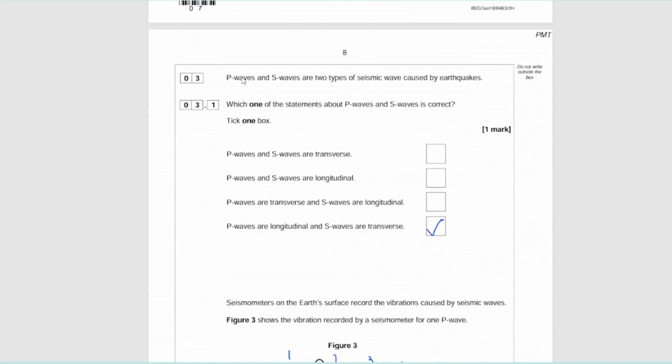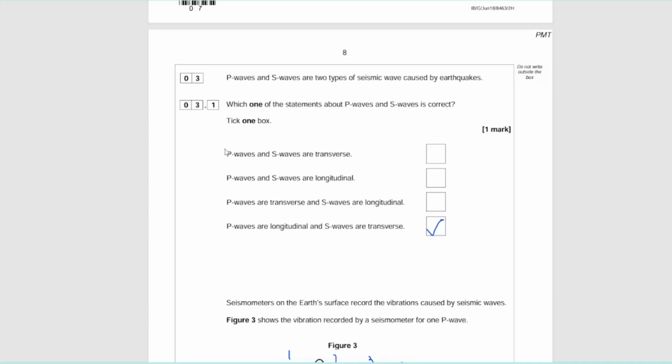through the origin. And then for question 3, P waves and S waves are two types of seismic waves created by earthquakes. Which one of the statements about P waves and S waves is correct? And it's that P waves are longitudinal and S waves are transverse. This is just something you need to remember.